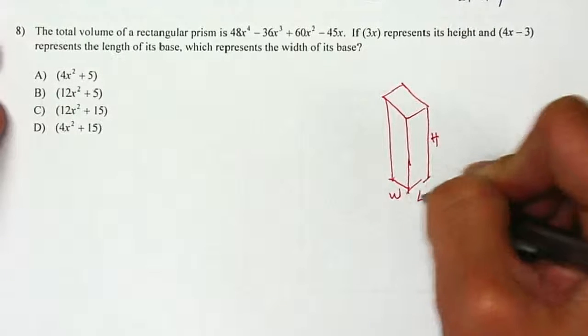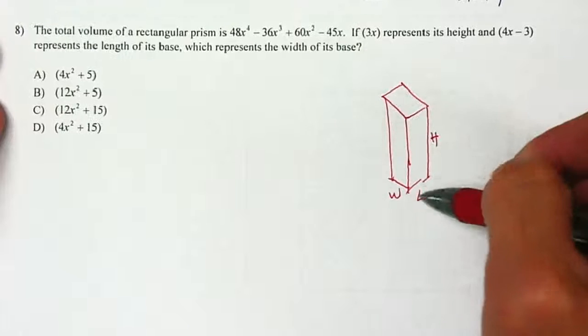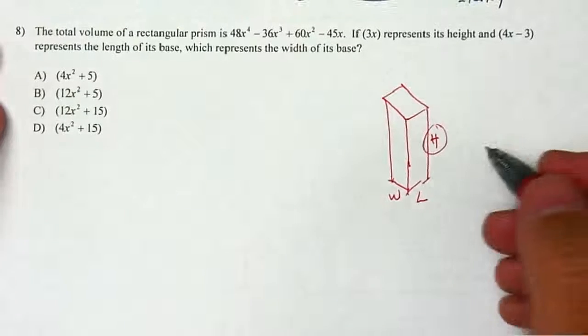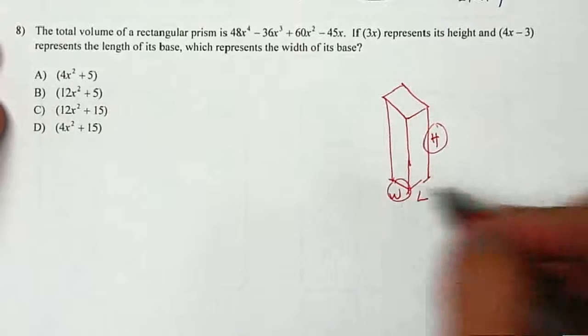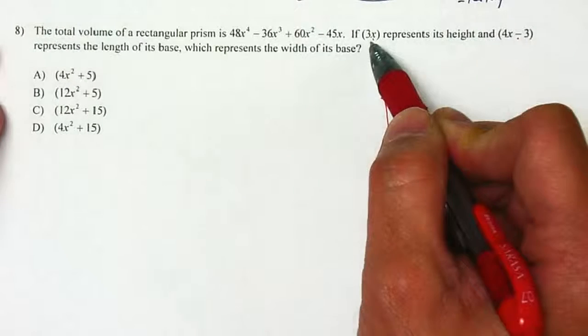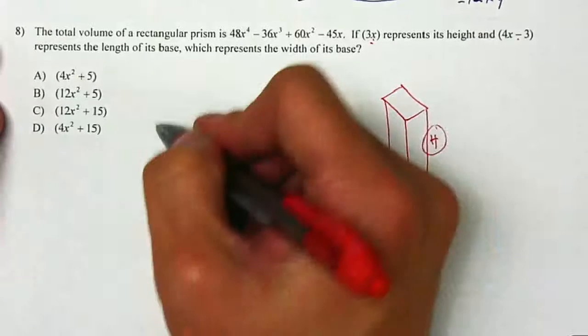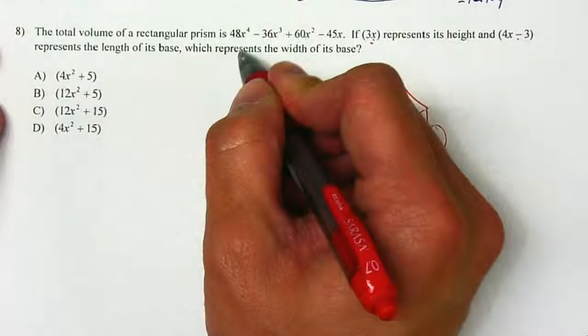So if we know two of them to get this, then all we need to do is take the volume and divide it by those two, and you'll be left with whichever one we're looking for, in this case, the width. So we're just going to take this, divide by this, and divide by this. We're dividing by the height, dividing out the length, we'll be left with the width. So let's go and do that. I'm going to divide by 3x first, because that's nice and easy.